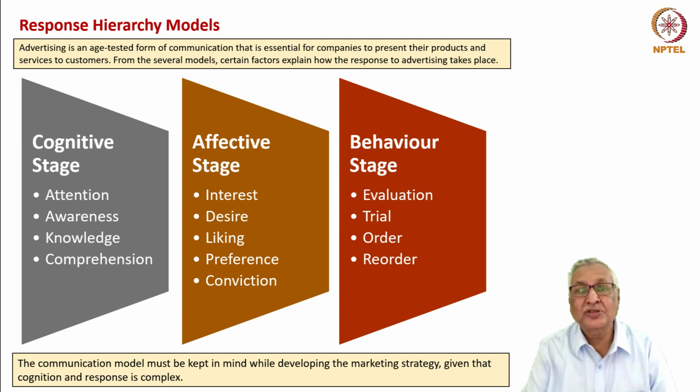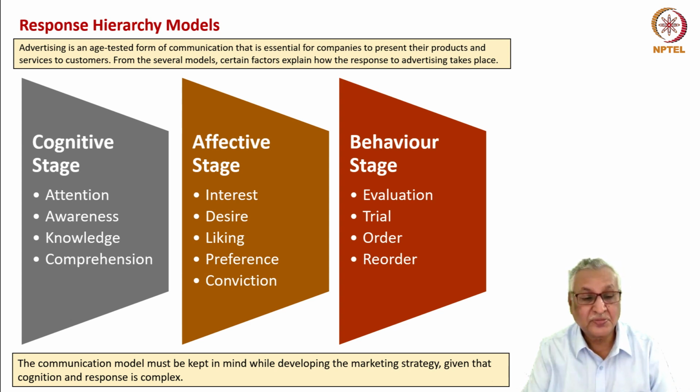From these several models, I have culled out a few stages as well as a few components of the stages. The first is the cognitive stage. In this cognitive stage, we have attention, awareness, knowledge, and comprehension on the part of the receivers of communication. In the affective stage, we have interest, desire, liking, preference, and conviction on the part of the receivers of the message. And in the behavior stage, we have evaluation, trial, order, and reorder to be executed by the recipients of the message.